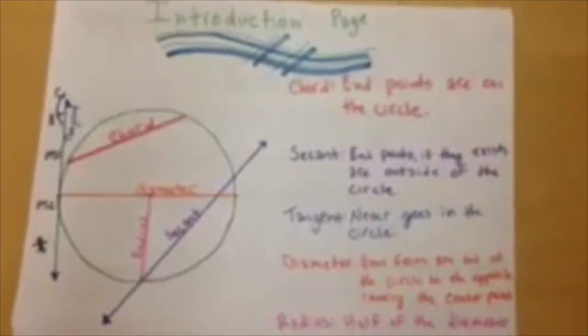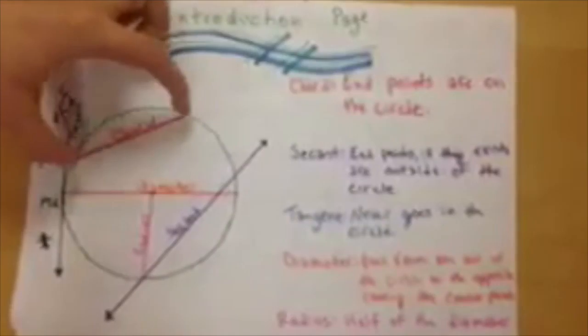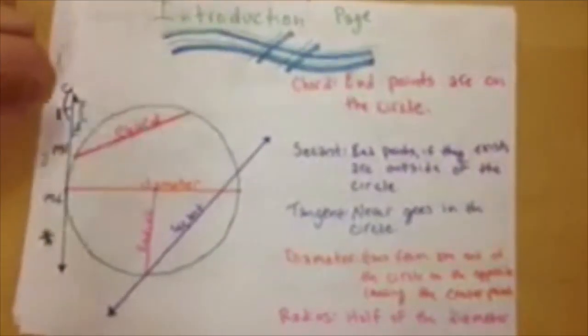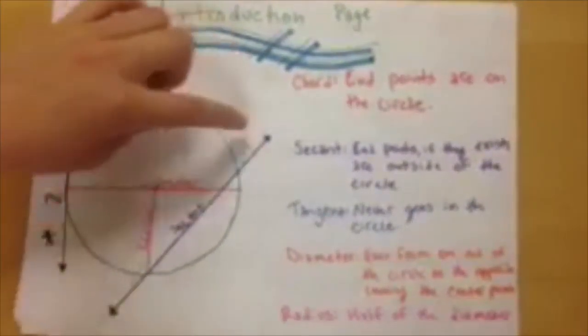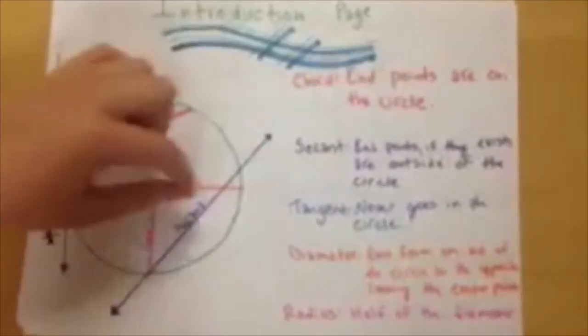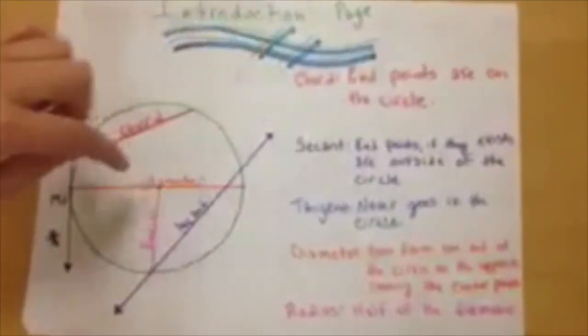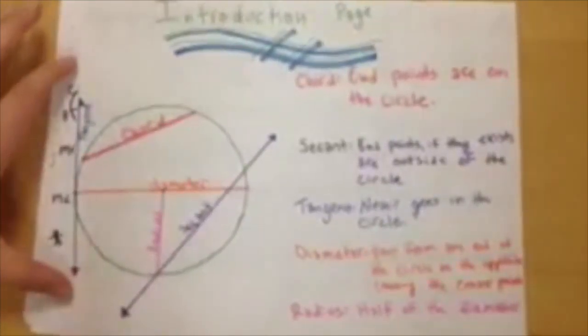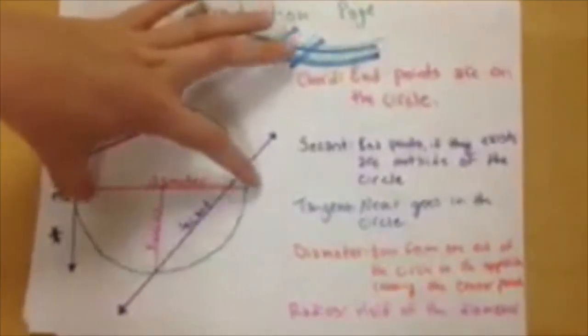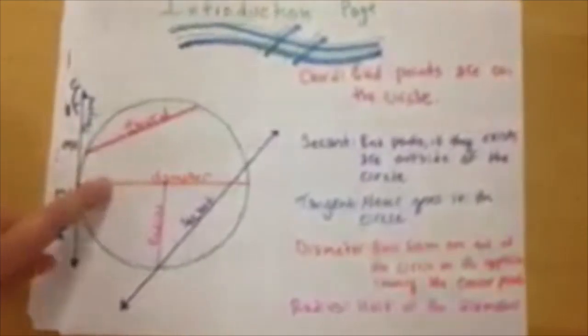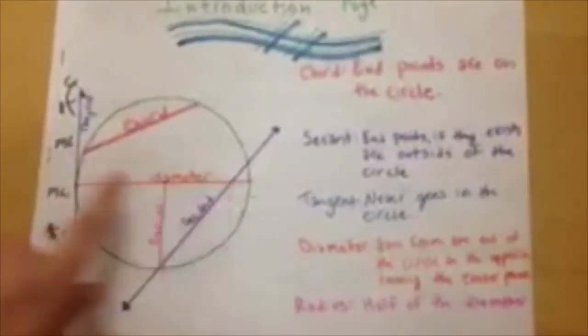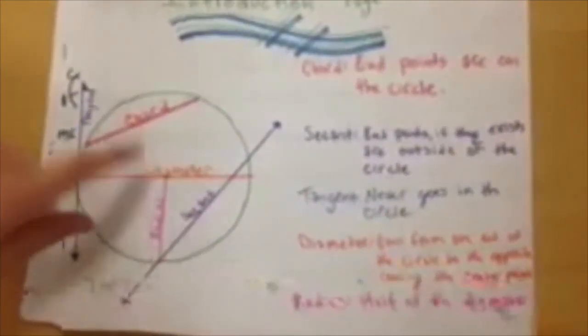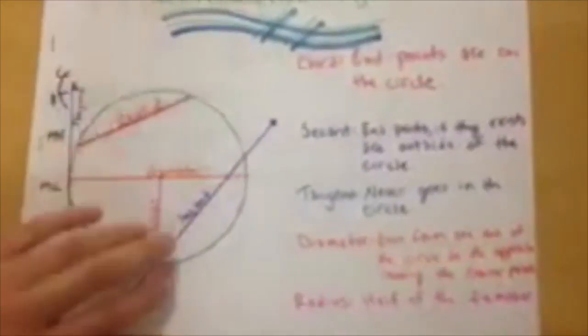Introduction page. There is a chord, which has its endpoints on the circle. There is a secant, which means that the endpoints are out of the circle. There is a tangent, which means that it never goes into the circle. The diameter goes from one end of the circle to the opposite end in a straight line. The radius is half of the diameter.